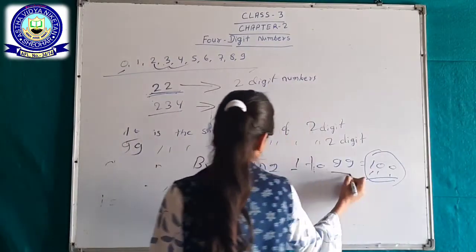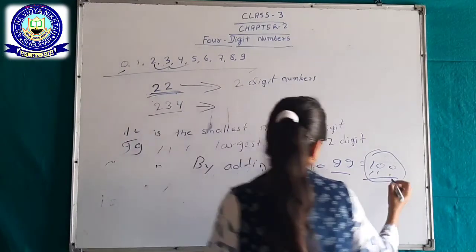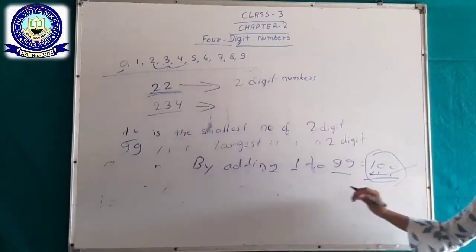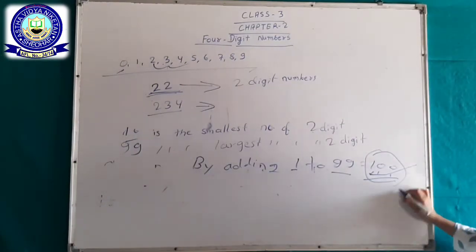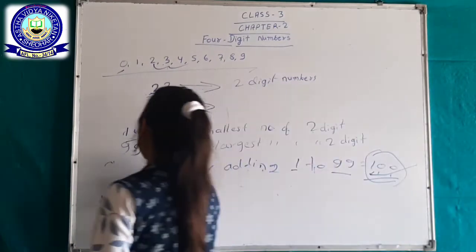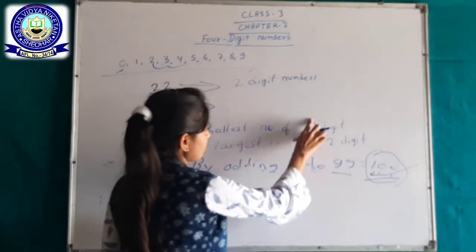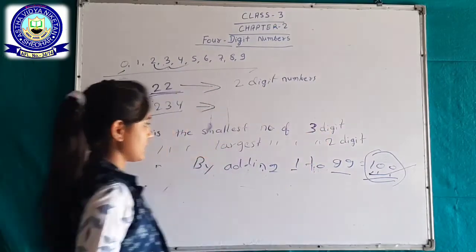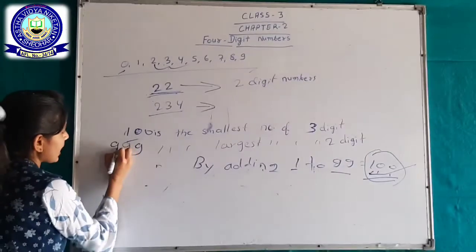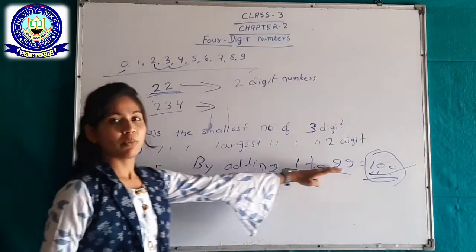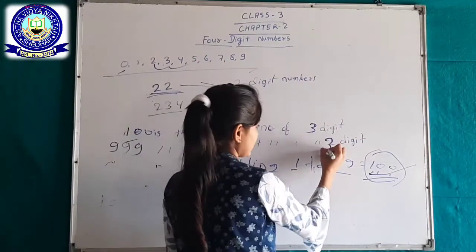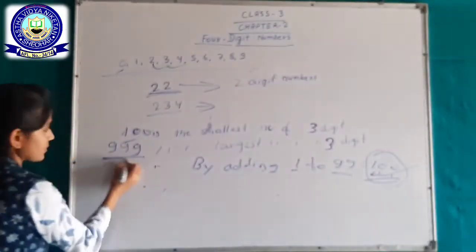By adding 1 to 99, 99 is the largest 2-digit number, and 100 is the smallest number of 3 digits. And 999 is the largest number of 3 digits. This is a 3-digit number.